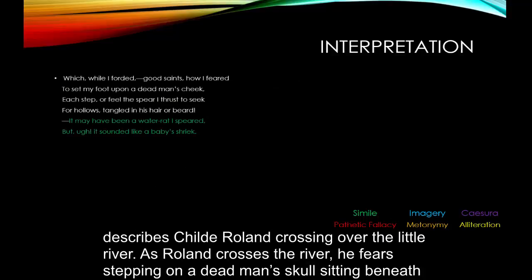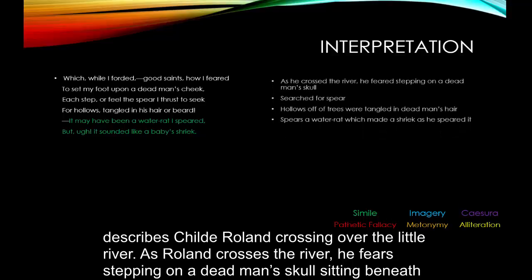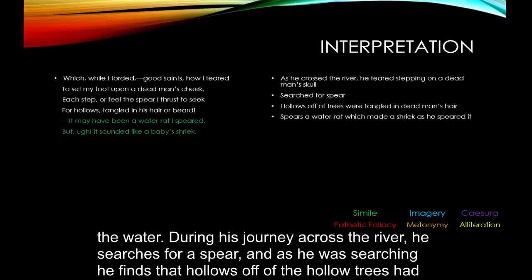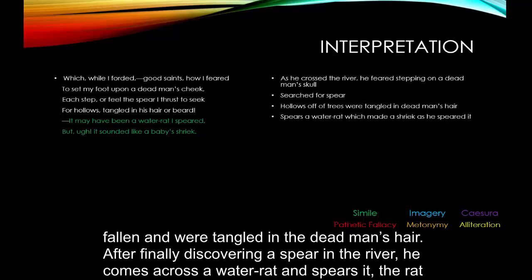This next stanza describes Childe Roland crossing over the little river. As Roland crosses the river, he fears stepping on a dead man's skull sitting beneath the water. During his journey across the river, he searches for a spear, and as he was searching, he finds that hollows off of the hollow trees had fallen and were tangled in the dead man's hair. After finally discovering a spear in the river, he comes across a water rat and spears it, the rat shrieking in the process.